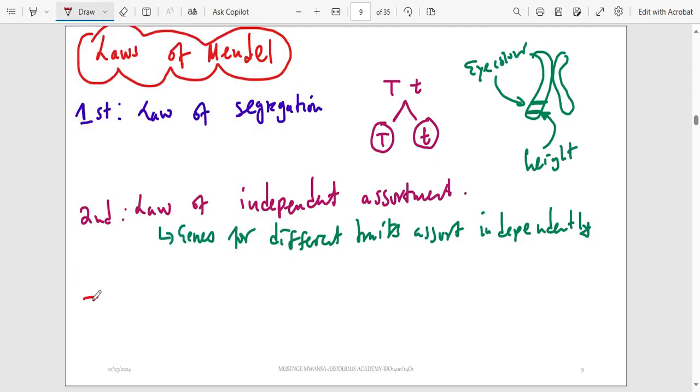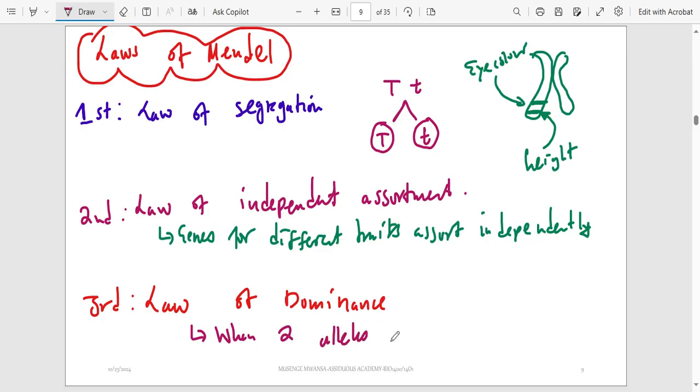Please take note. And then the third law is known as the law of dominance. And what does the law of dominance tell us? The law of dominance tells us that when two different alleles are present, only one is dominant and will be expressed. When two alleles are present, only the dominant one is expressed.